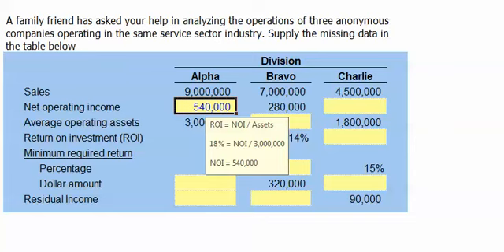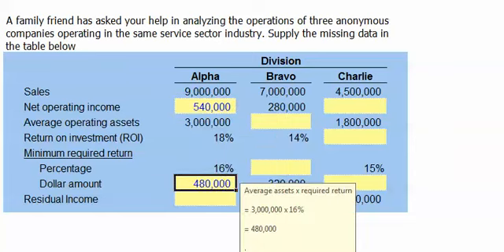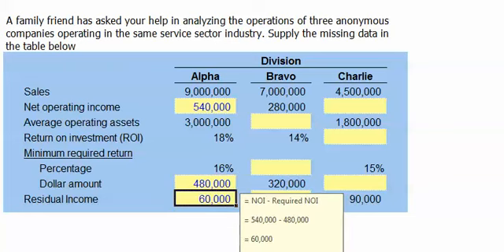Our minimum required return in terms of dollars is simply equal to our average operating assets of $3 million multiplied by our 16% minimum required return, and we get $480,000. Our residual income then is the difference between our $540,000 net operating income and our $480,000 minimum dollar required return. Our residual income is $60,000.